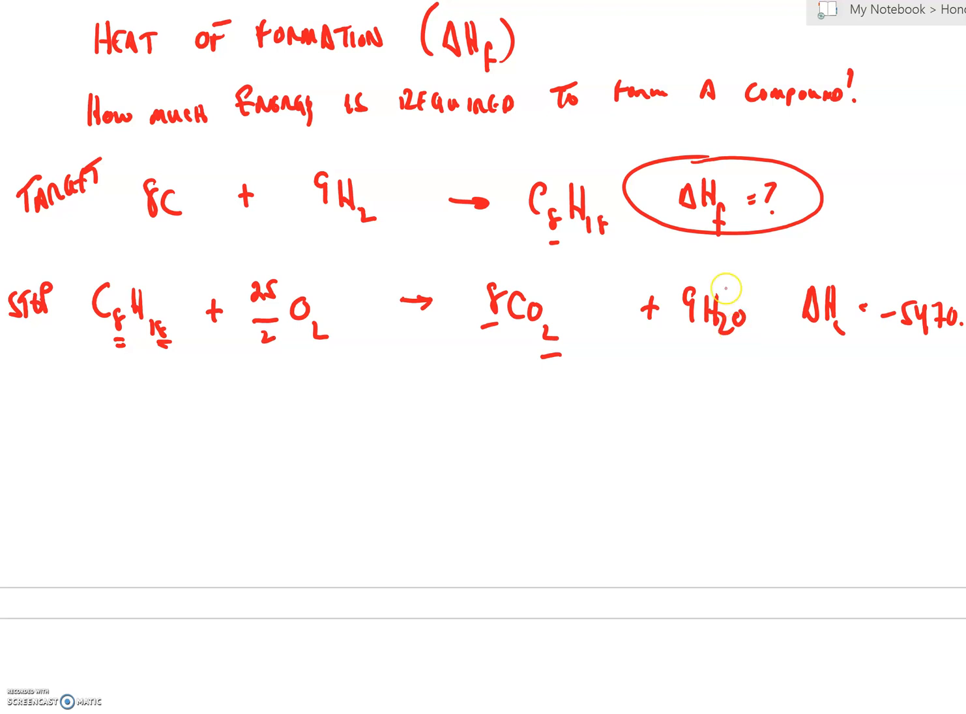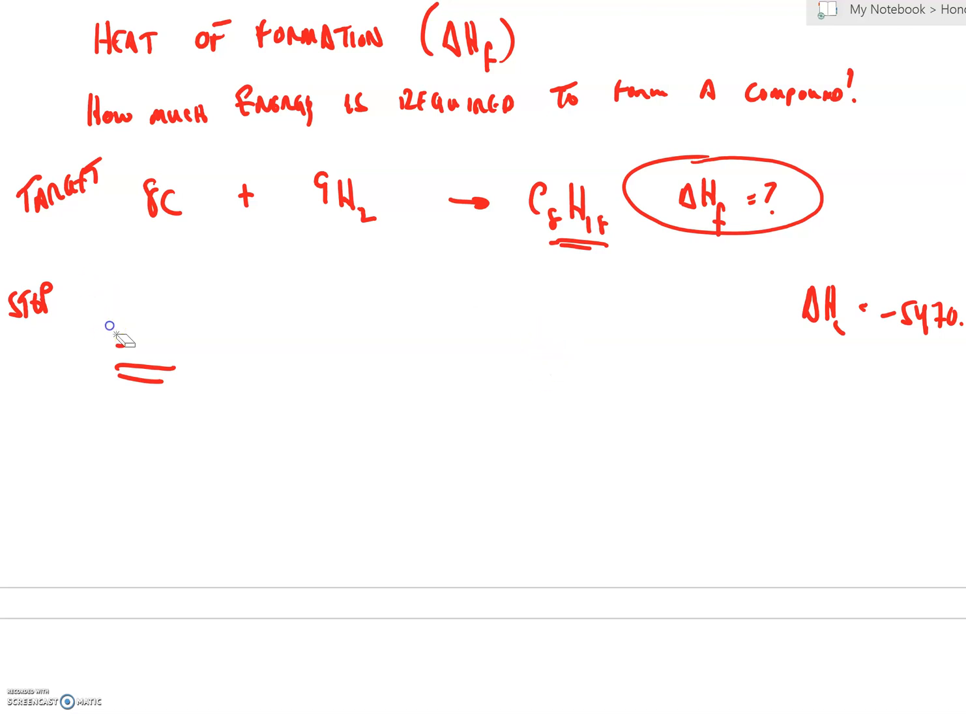Let's run it backwards because we want octane as a product, because here it is as a product. So let's run it backwards. That means that now we have 8 CO2 plus 9 H2O yields C8H18 and 25 halves of an O2.